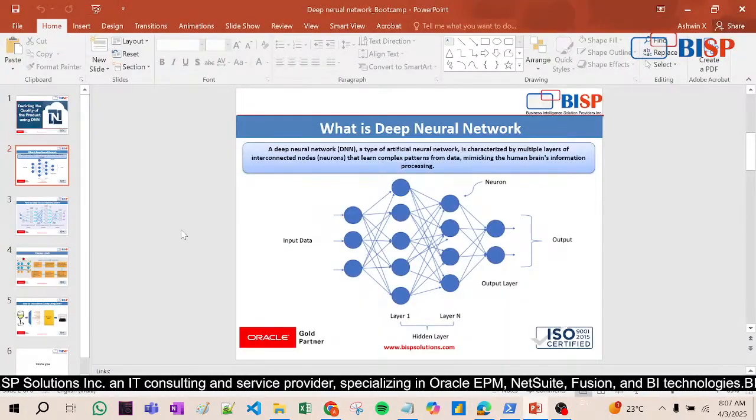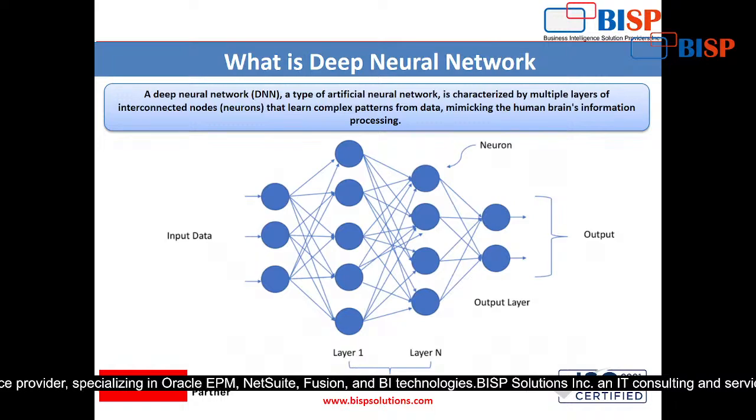Now once again, for those who are joining this session for the very first time, let's have a quick recap. What is a deep neural network? The deep neural network is a type of artificial neural network. It is characterized by multiple layers of interconnected nodes to learn complex patterns of data, mimicking the human brain's information processing.